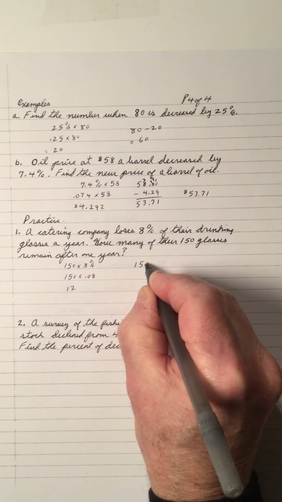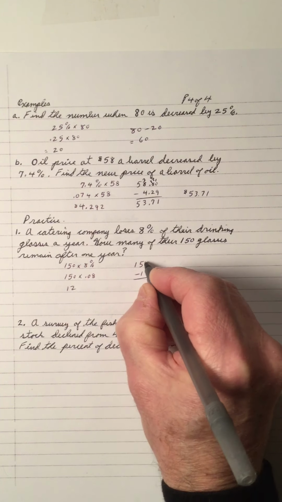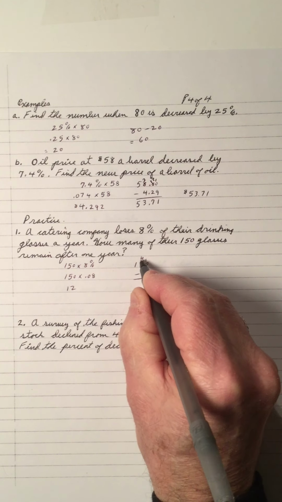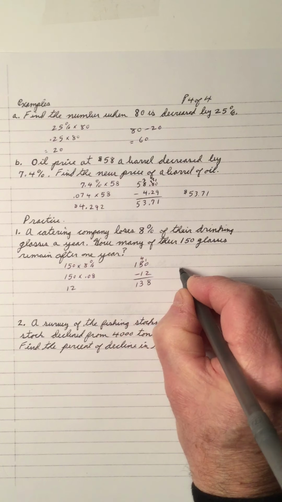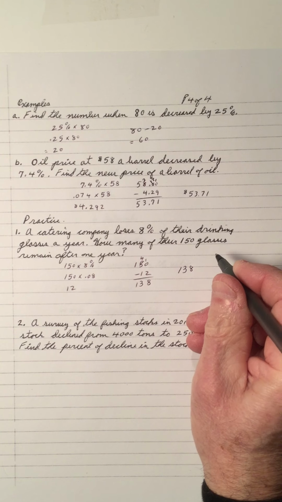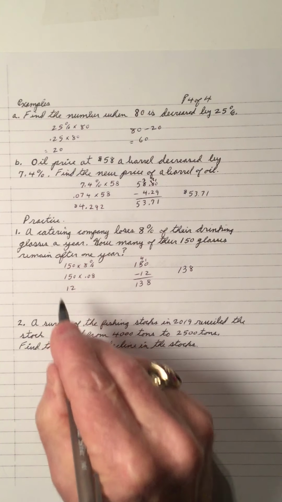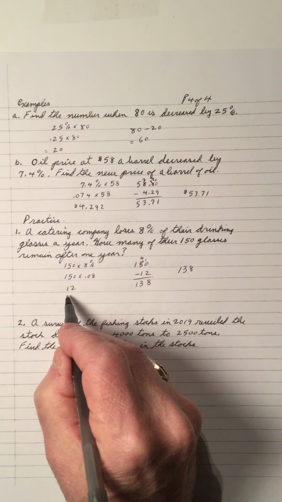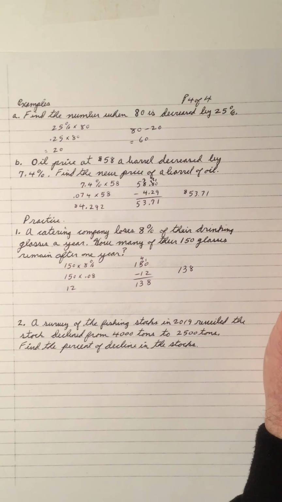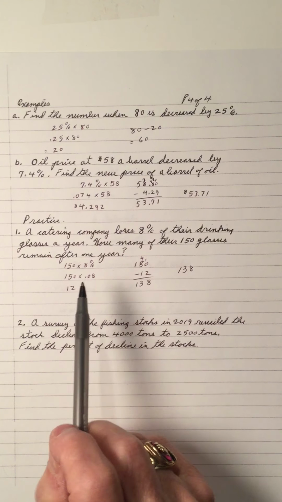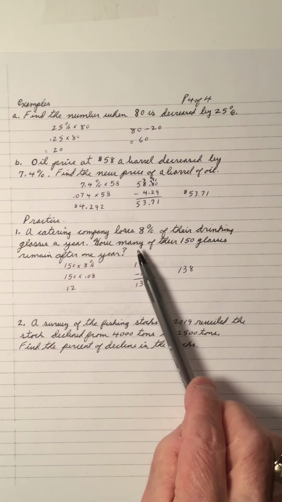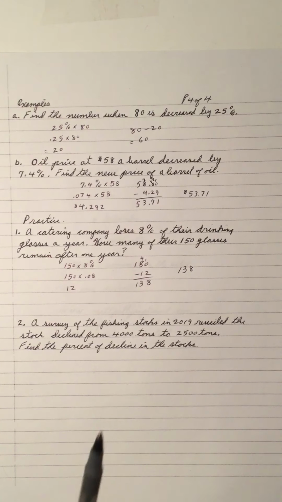So they had 150, they're going to take away 12, and that's a 4, and that's a 10. 10 minus 2 is 8, 4 minus 1 is 3. So they have 138 glasses left. How many of the glasses remain? They lost 12 because it's 8%, but they have 138 left. So be careful on the reading. I could have asked you how many did they lose, and you would have stopped at 12, but I asked you how many glasses are left, so you had to subtract.